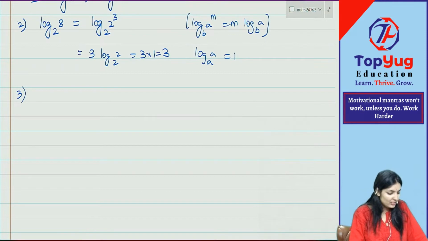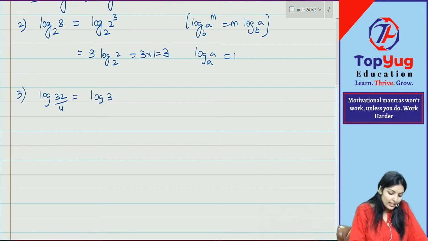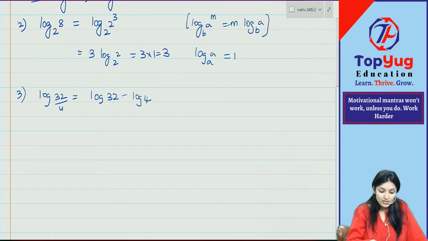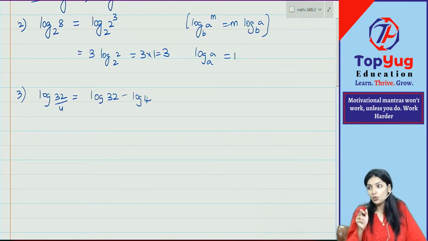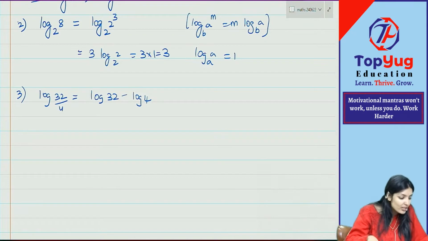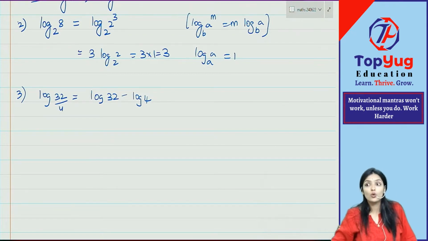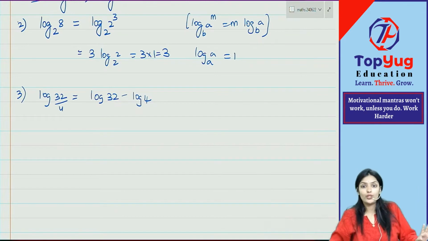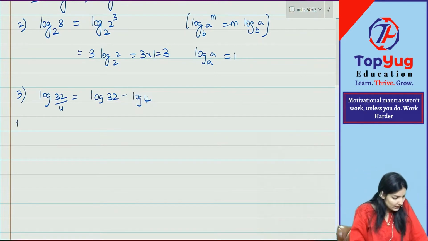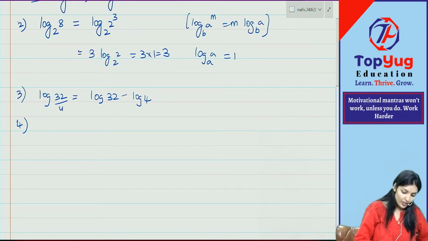Third one. Guys, we have to act according to the answers. Even if we can simplify more, say 32 I can write as 2 to the power 5, and 4 I can write as 2 to the power 2. After that, if I take log 2 as common, what can I write? 5 minus 2. So 3 log 2 is the answer I have here, but do I have that option over there? No. So we have to act according to the question. Okay. Now the fourth one, log 1 into 2 into 3.